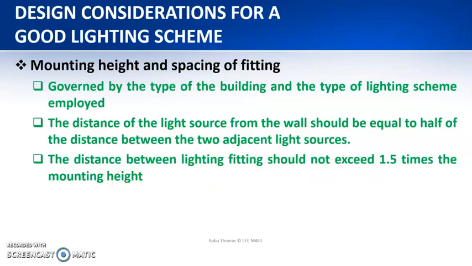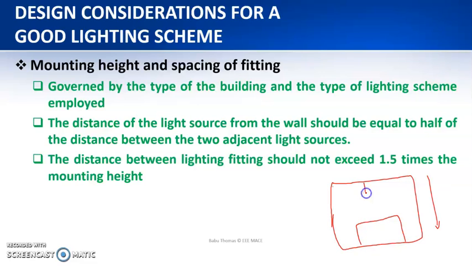So the mounting height is nothing but, this is your room and this is the total height of your room, and this is your work plane, and this is where your luminaire is fixed. So mounting height is nothing but the distance from the bottom of the luminaire to the work plane. This is the mounting height HM.